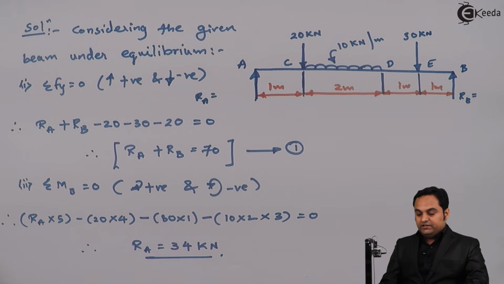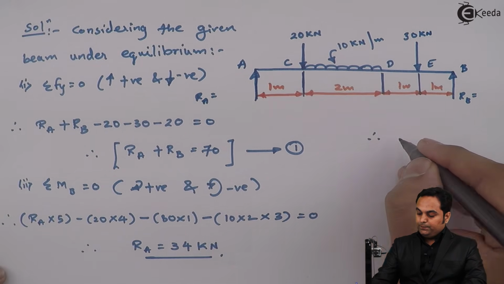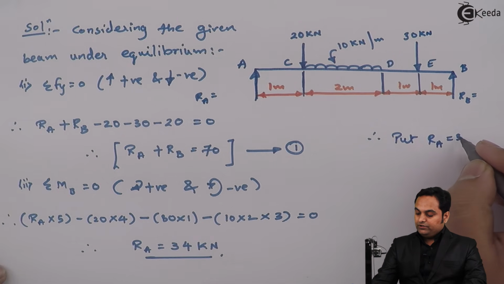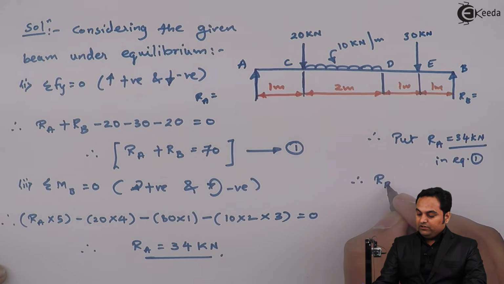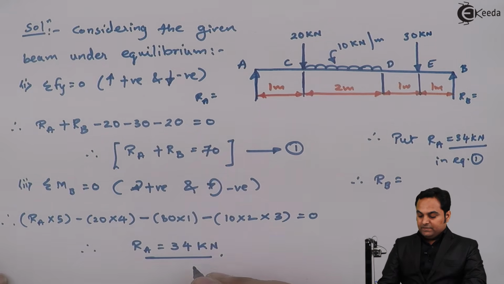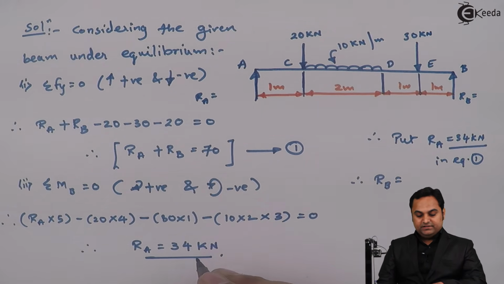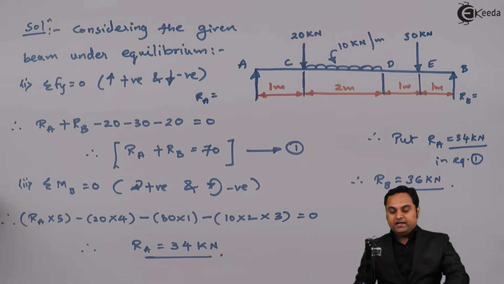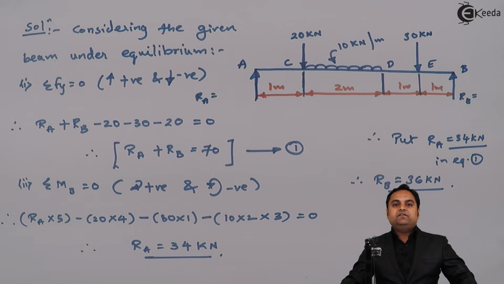Now once we get Ra, I'll say that therefore put Ra is equal to 34 kilonewton in equation 1. So Rb will be 70 minus 34 and that is 36 kilonewton. So I have found out the support reactions. Now after getting the support reactions, in this problem they have given us the diameter of the beam. So from that I'll calculate the moment of inertia.